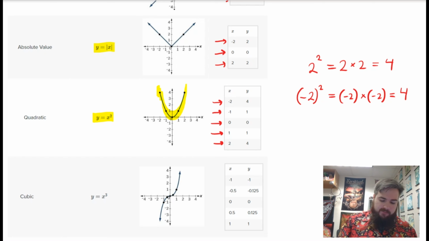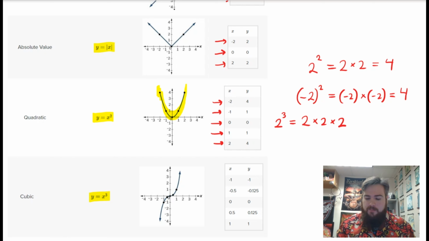As for a cubic function, that is of the form y equals x cubed. In comparison to a square function, that means you're multiplying a number by itself 3 times. So for example, 2 cubed, that would be 2 times 2 times 2. 2 times 2 is 4, as we said earlier, times another 2 would thus be 8. But if you do negative 2 to the third power, that will be negative 2 times negative 2 times another negative 2.